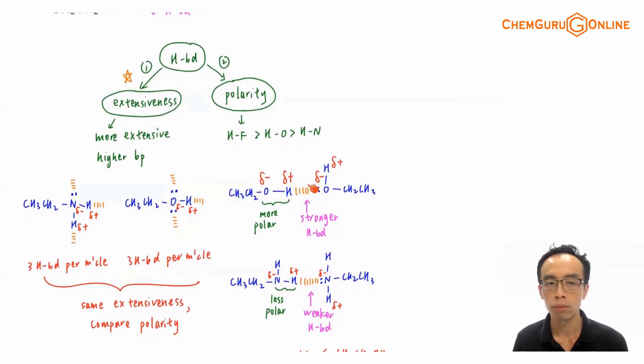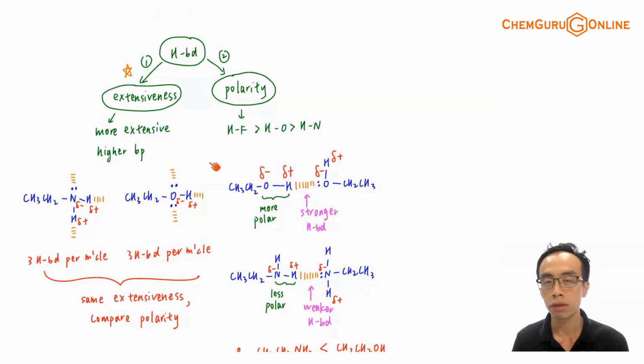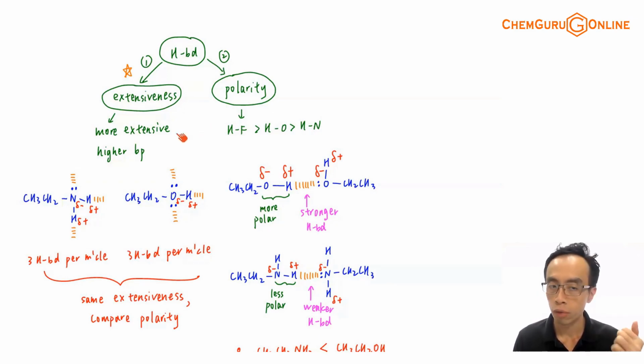The factors affecting hydrogen bond is here. I have 2 factors affecting hydrogen bond. The first one is the extensiveness of my hydrogen bond. In general, if I have a molecule that can form more extensive hydrogen bond with other neighbors, then we will need to break more hydrogen bonds per molecule. Energy required for me to separate your molecules will be greater, and therefore it will cause the boiling point to be higher. And most of the time, if there's a difference in extensiveness, we will focus on that. That is the dominant factor that we will consider. If I have more extensive hydrogen bond, then the boiling point will be higher.